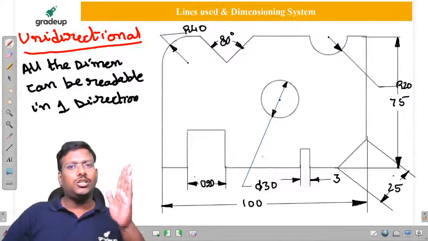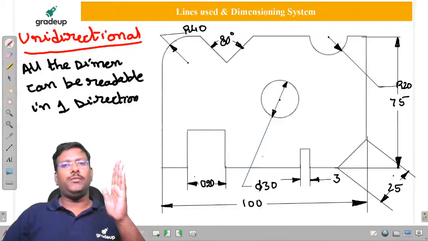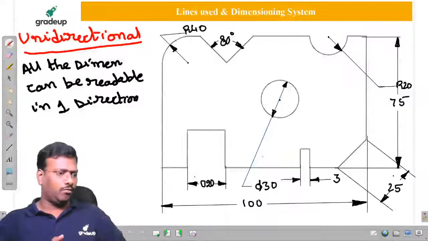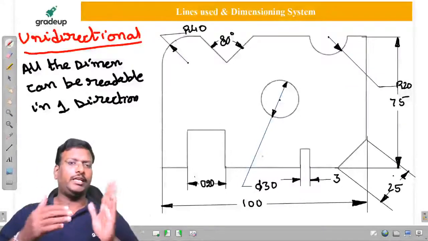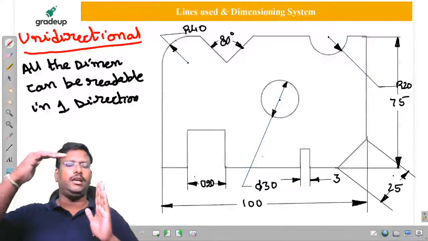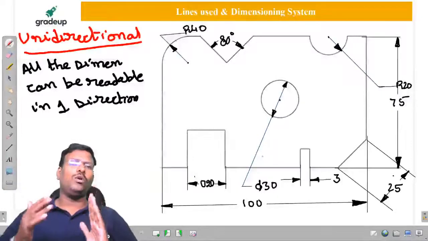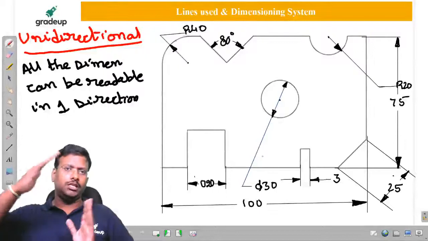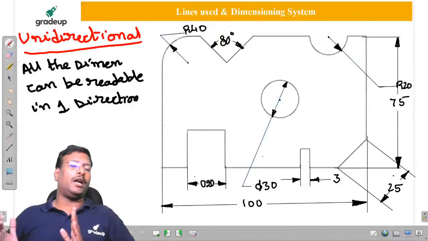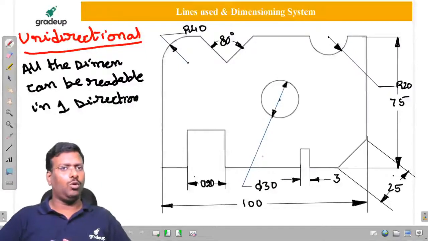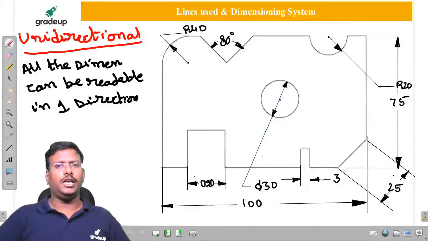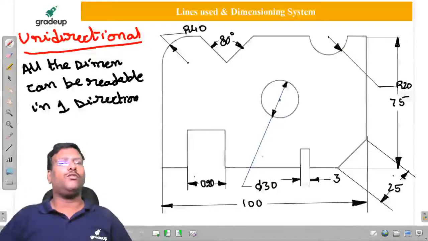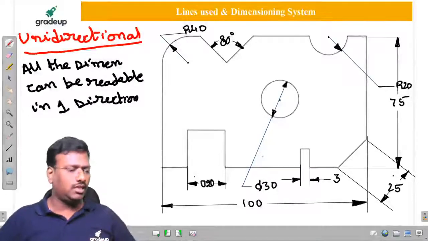In the aligned system, the dimensions can be readable from the bottom and right side. So your answer is correct on time. Vishal, your answer is correct. Bottom side or right side. But for inclined dimensions, we have to observe from this corner. This corner means the right side, bottom corner side, we have to view from. Is it clear? Whereas in unidirectional, all the dimensions should be readable from the bottom. These are the things, sir.